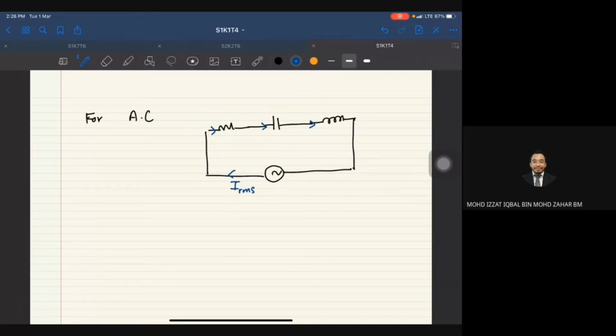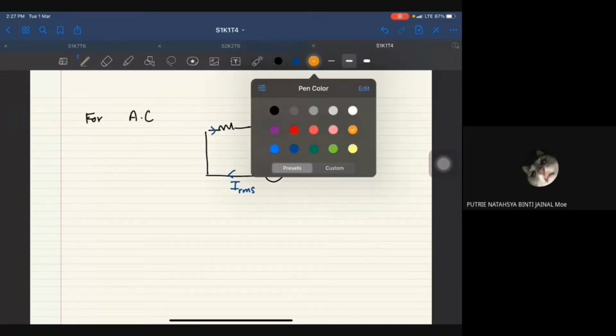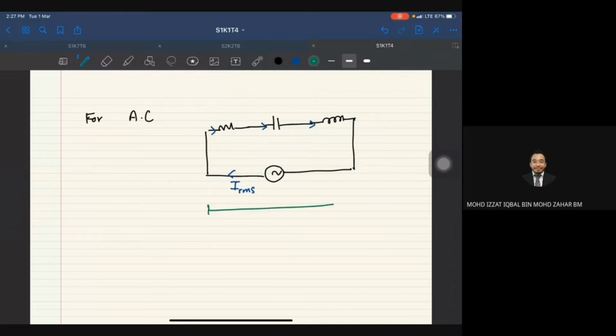Okay, any questions so far? Yes, sir. Good. Okay, now, how about the voltage? Is it the same or not? No. So let's say this is my VRMS. Is this VRMS? And this VRMS? Same or different?